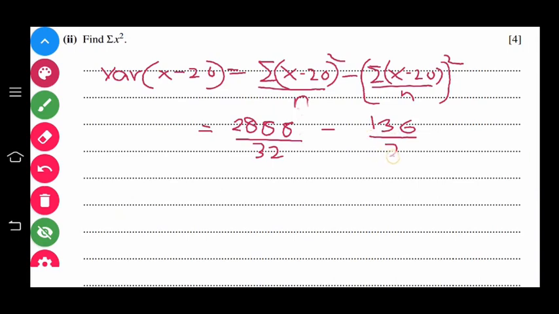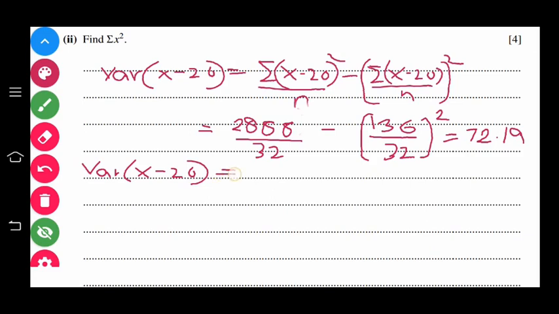Divided by 32, the whole square. To this calculation, we get it as 72.19. And you know, variance of x minus 20 is the same as variance of x, which is 72.19.